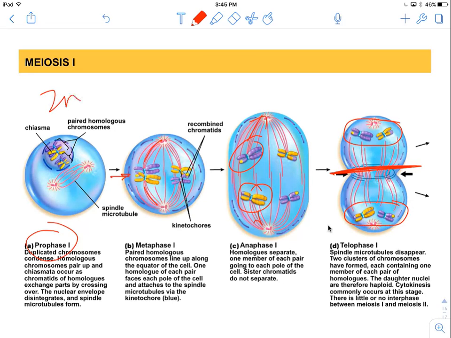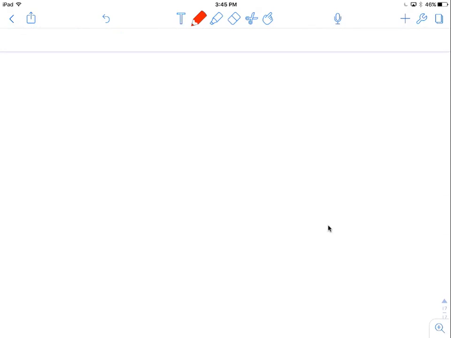Over here, we had diploid nuclei, 2n, 2 copies of each chromosome. And over here, we have n, haploid, 1 copy of each chromosome. We have reduced the number of chromosomes, thus endeth our reduction division. Okay, stay tuned, because meiosis II is up next.